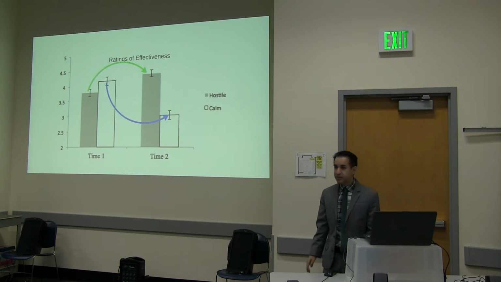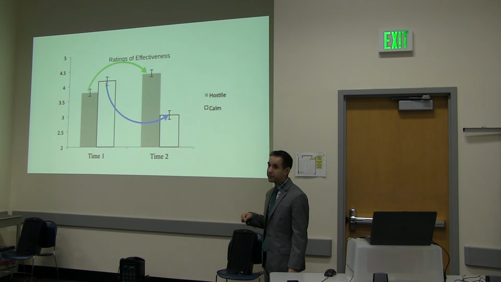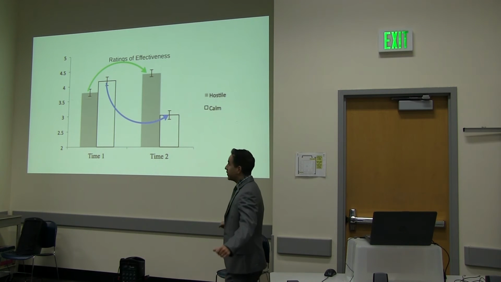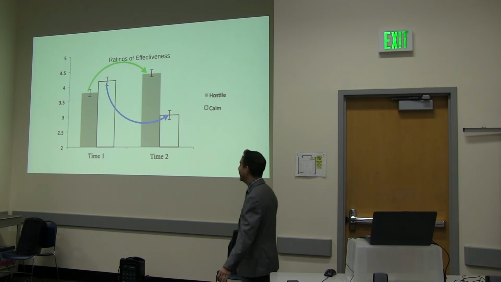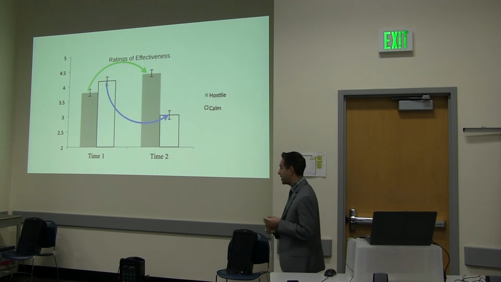So this is something that we don't see very often. So now, the people who saw the hostile confrontation rated it poorly when they saw it, but 3 weeks later thought, okay, that was actually very effective. And the people who saw the calm confrontation rated it highly at the time, and then 3 weeks later said, that wasn't effective at all, or it was less effective, right? So, crap, right? It just kind of points to the fact that this is a complicated thing, and that people's perceptions change over time.